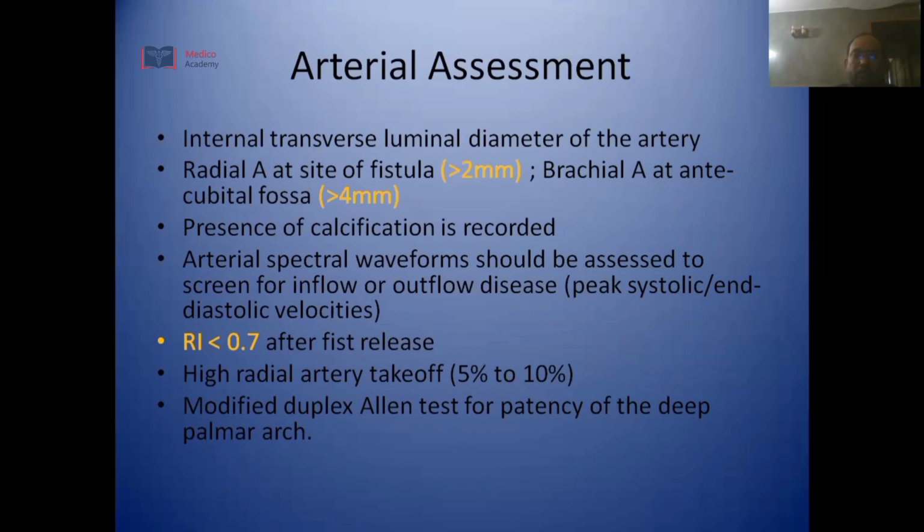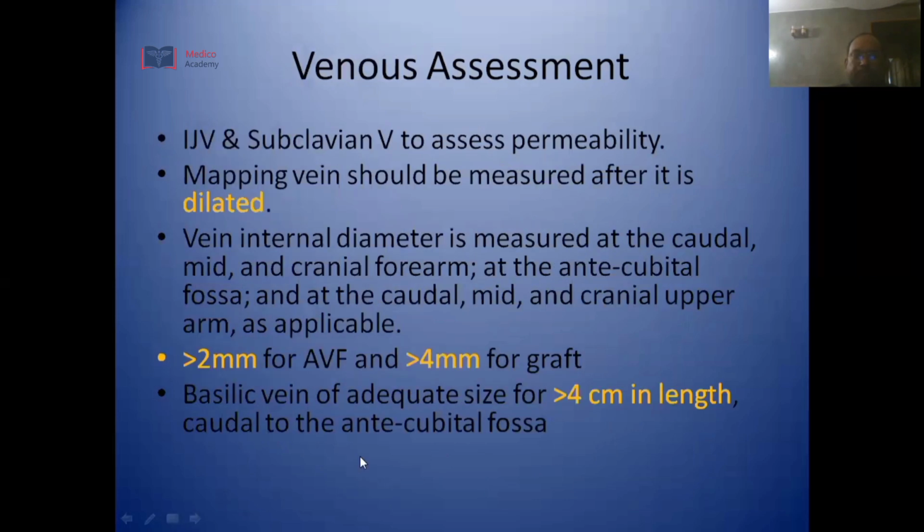A modified duplex Allen test for the patency of the deep palmar arch should be done. Venous assessment is done with the internal jugular vein and subclavian vein to assess the patency. Mapping veins should be measured after they are dilated by a tourniquet or by putting the hand in a dependent position. The internal diameter of the vein should be measured in the caudal, mid, and cranial forearm, at the antecubital fossa, and at the caudal, mid, and cranial upper arm as applicable. It should be more than 2 mm for AV fistula and more than 4 mm for the graft.